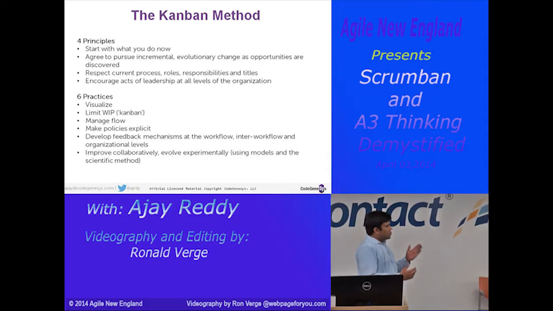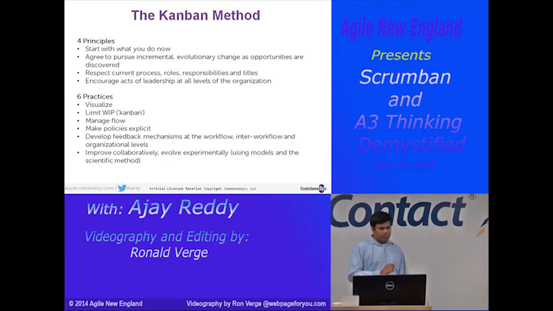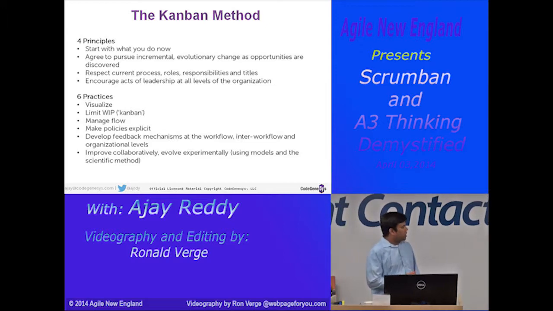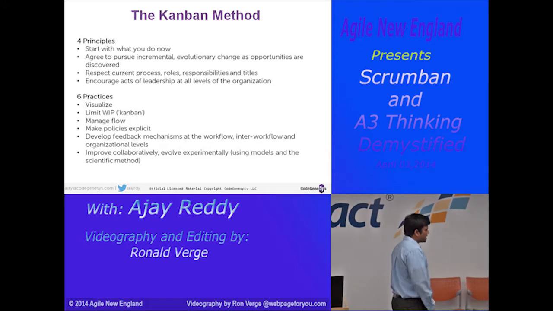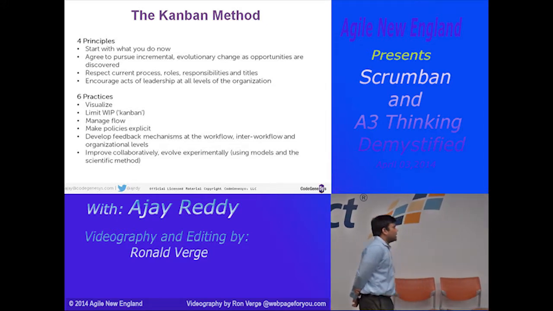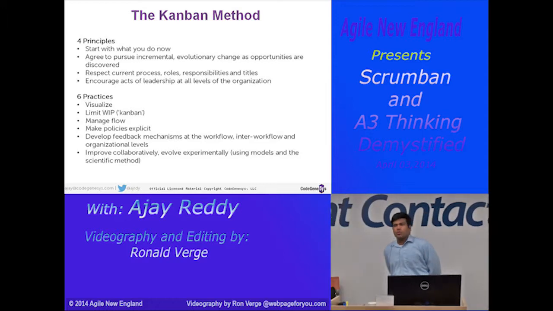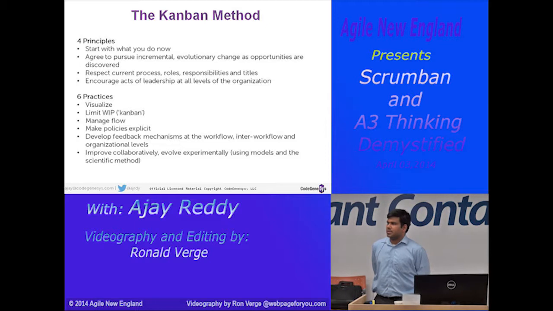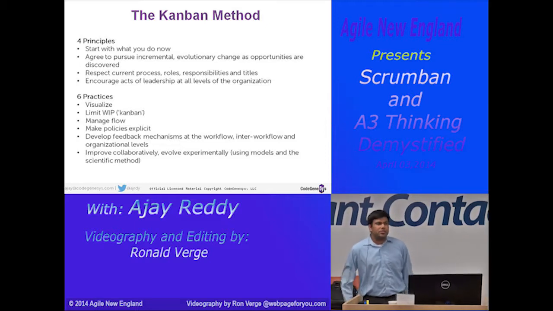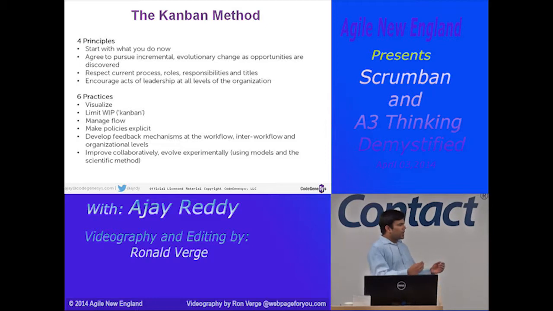The one thing that I would like to point out here in all the practices, and probably one of the key properties, which is what we're going to focus on a lot, is the last practice, which is improve collaboratively and evolve experimentally using models and the scientific method. So the Kanban method is ambiguous in this sense, in that it leaves this open area where you can plug in models, right?